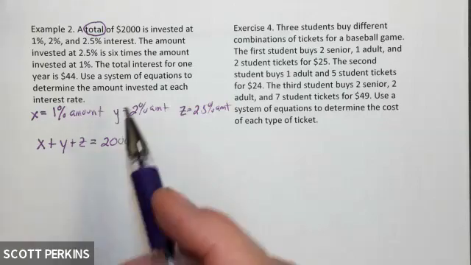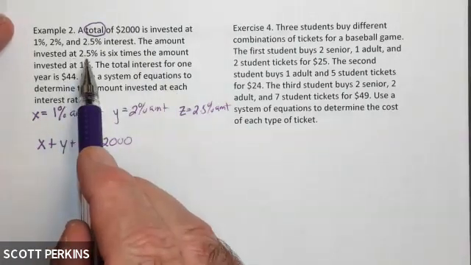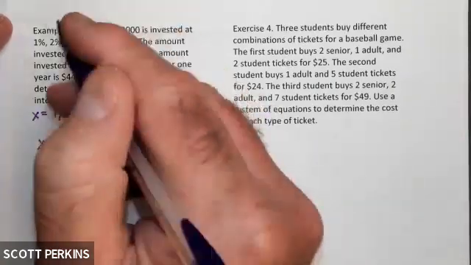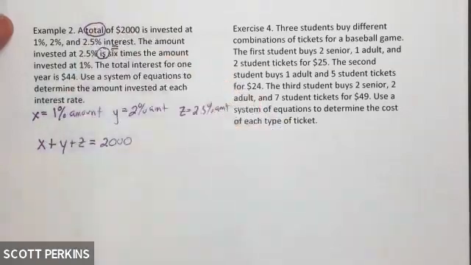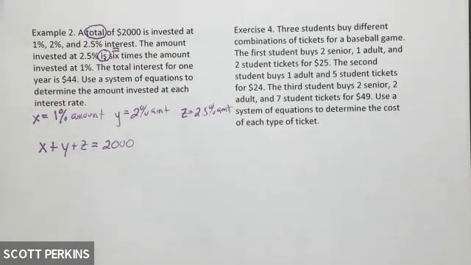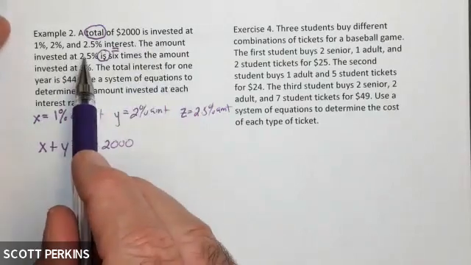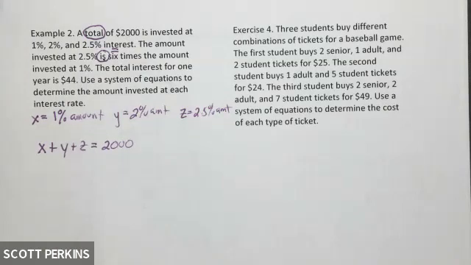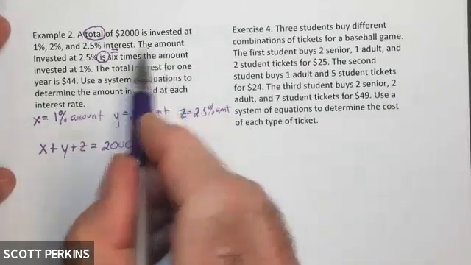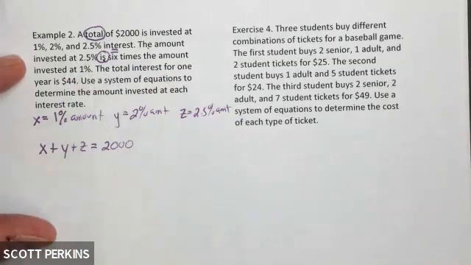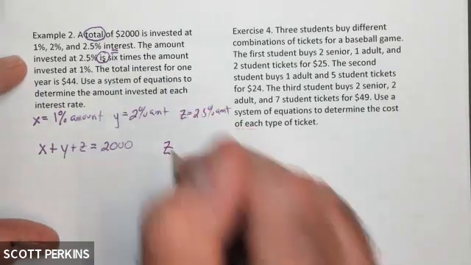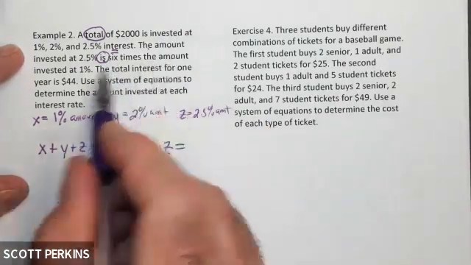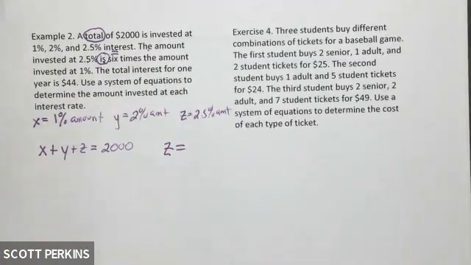Okay, the second sentence says, the amount invested at 2.5% is, now I'm just going to remind you, some math teacher at some point in your life has probably told you this before. The word is means equals. Okay, so the word is dividing up your sentence. So the amount invested at 2.5% is 6 times the amount invested at 1%. So let's write this symbolically. The amount invested at 2.5%, what is that? That's Z. Is equals 6 times the amount invested at 1%. What's the expression for the right side of this equation?